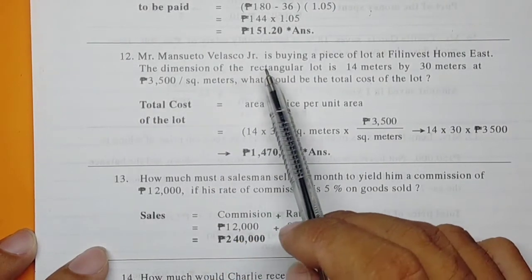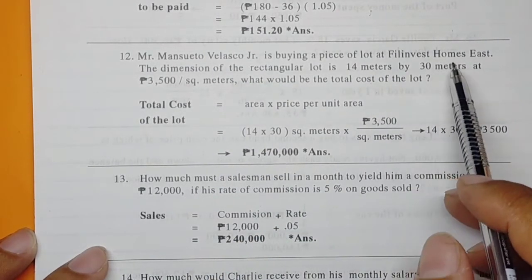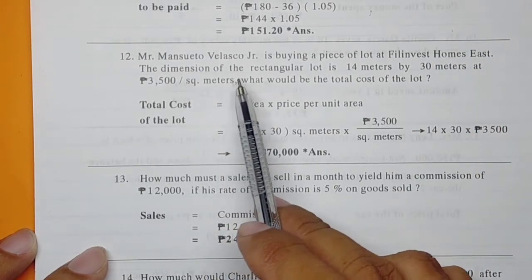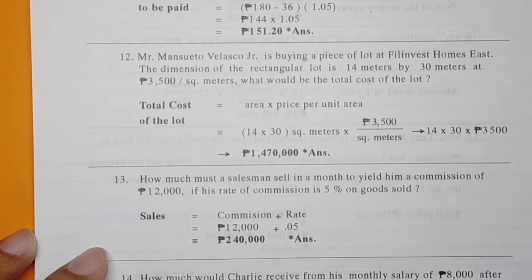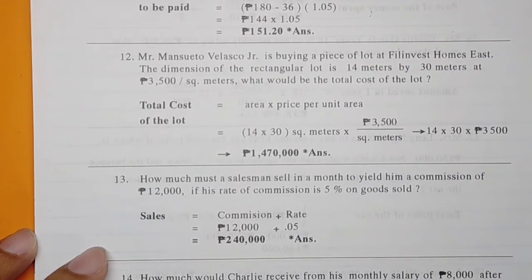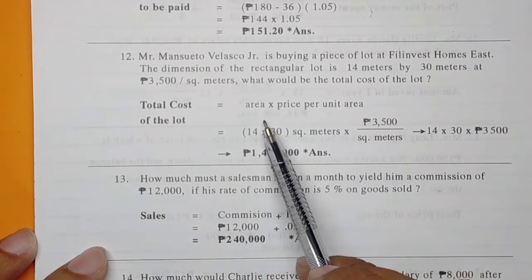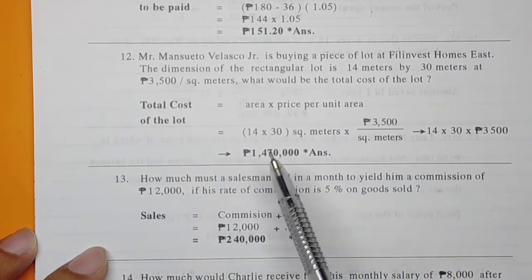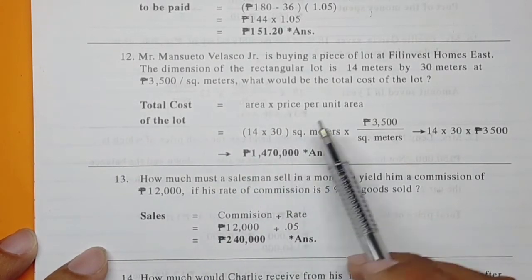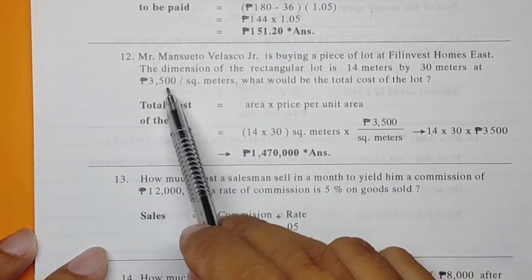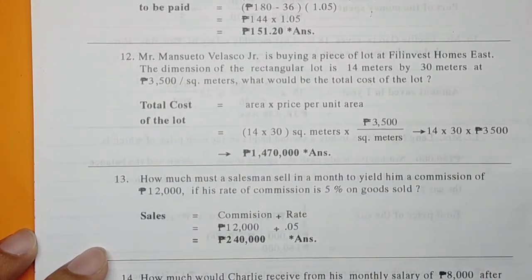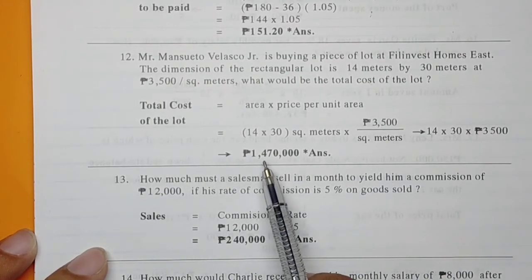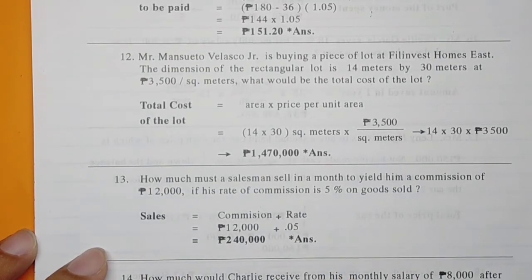Mr. Mansueto Velasco Jr. is buying a piece of lot at Philinvest Homes East. The dimension of a rectangular lot is 14 meters by 30 meters at 3,500 per square meter. What should be the total cost of the lot? So the total cost of the lot is area times price per unit area. So the area is 14 by 30 square meters times 3,500 per square meter. Very basic. So 14 times 30 times 35. So therefore the price of the lot will be 1.47 million, or 1,470,000.